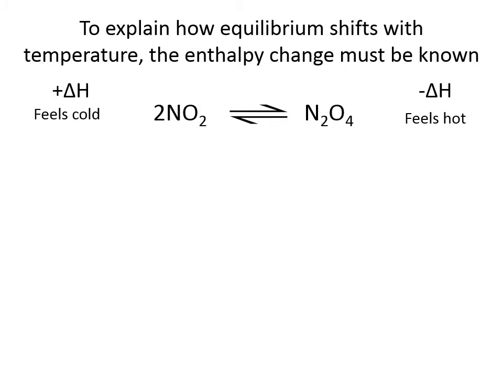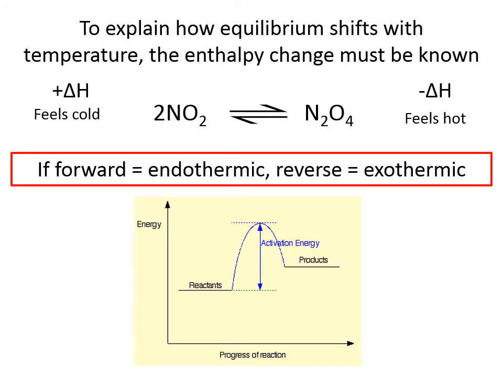So every equilibrium reaction has one direction exothermic, the opposite direction endothermic. When you reverse an exothermic reaction, you get an endothermic reaction, and vice versa. So if the forward reaction is endothermic, the reverse reaction will be exothermic. In this case here, our forward reaction is exothermic and the reverse reaction is endothermic.